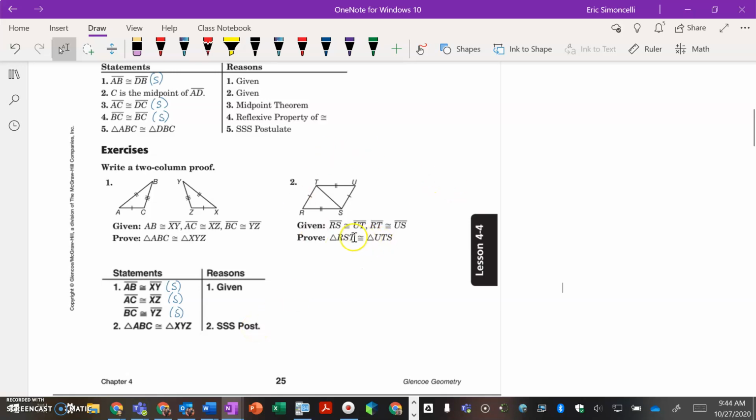Next example, we're trying to prove triangles congruent in that order, so careful with R, S, T, that must be congruent to U, T, S.